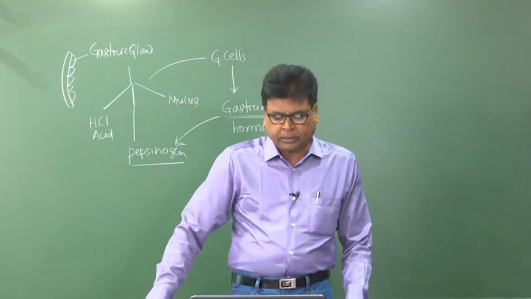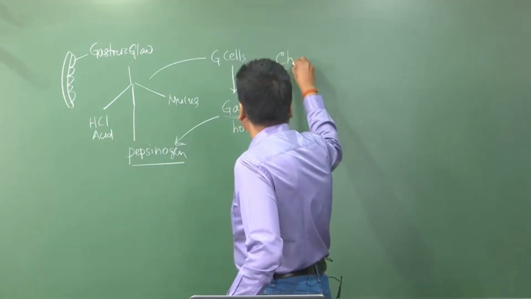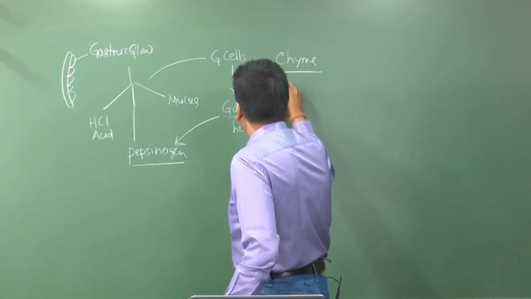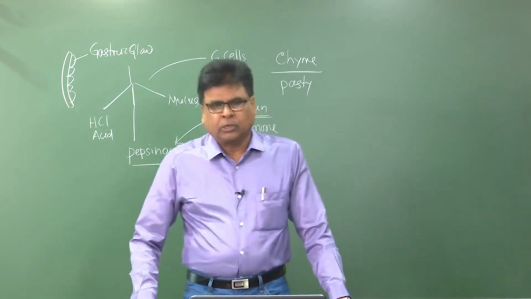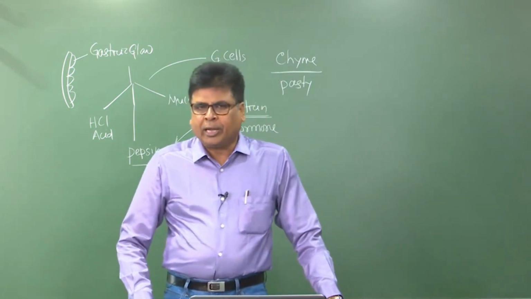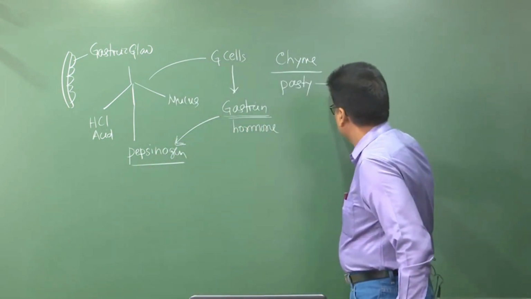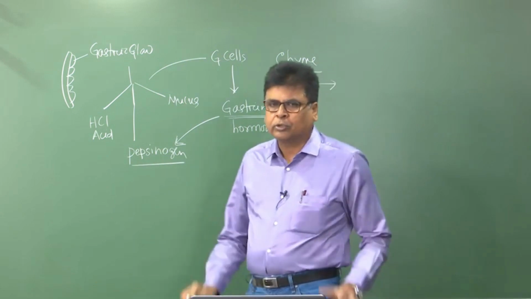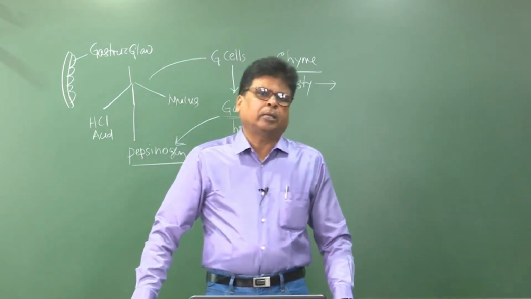Then what happens? At the end of each peristaltic wave, there is the formation of pasty food material that is known as chyme, which I also told in my last session. So, what is chyme? This is a pasty substance which is formed due to semi-digested food material and mucus, and that is pushed into the duodenum through the pyloric sphincter. Okay, so this is all about the structure of a typical mammalian stomach.